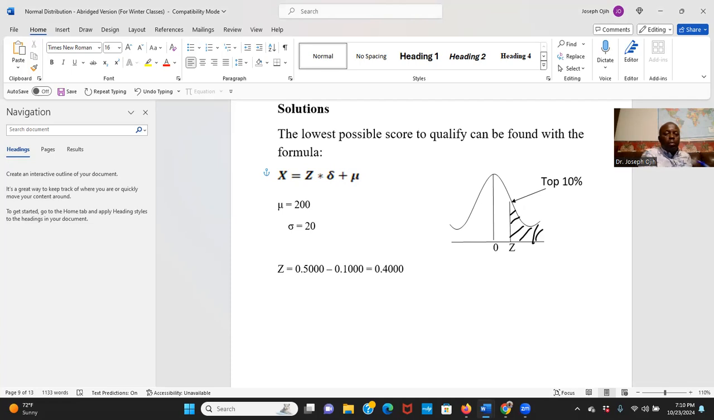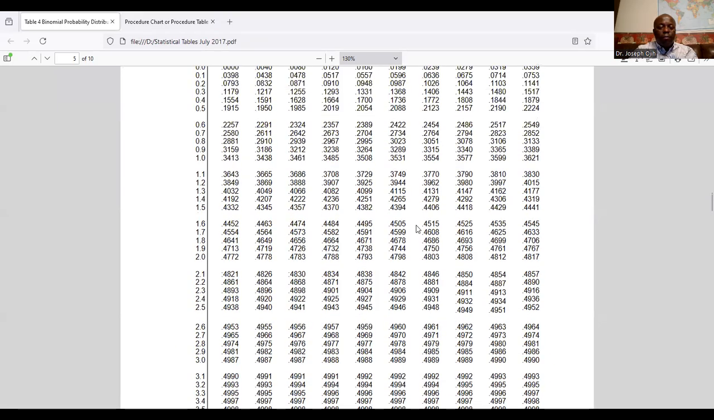Now we look for 0.4000 inside the table of normal distribution. We don't have it exactly. If you don't find 0.4000 exactly, use the one that is closest to it. So I got 0.3997 and 0.4015. These are the numbers that are close to it.